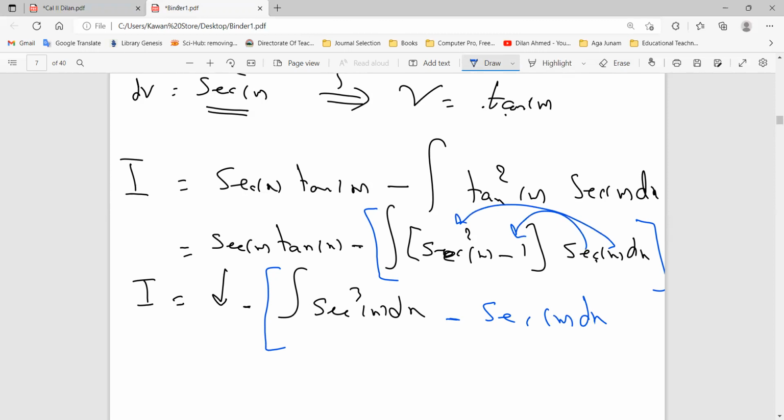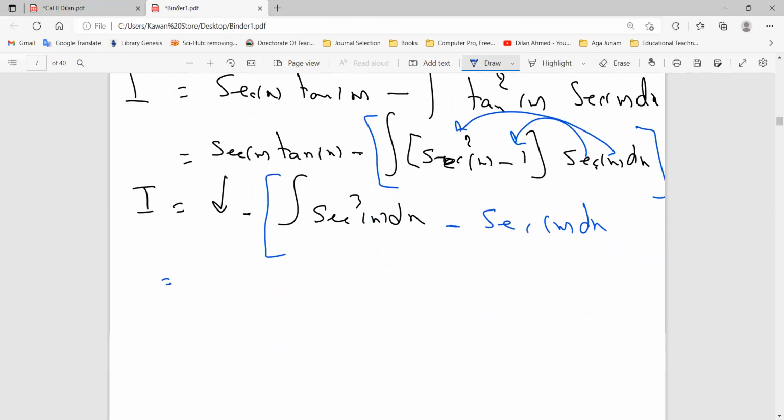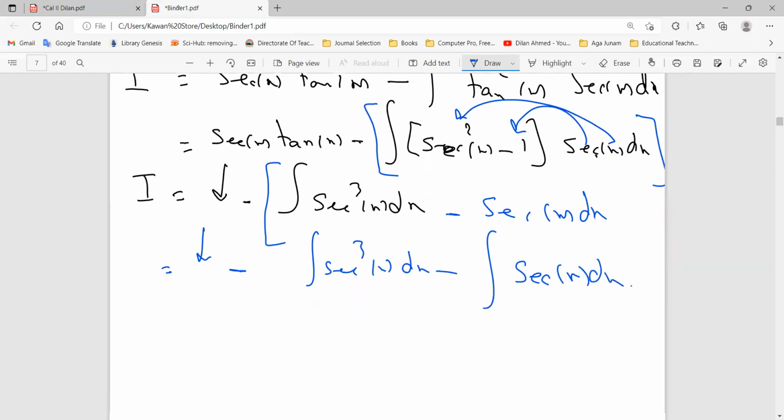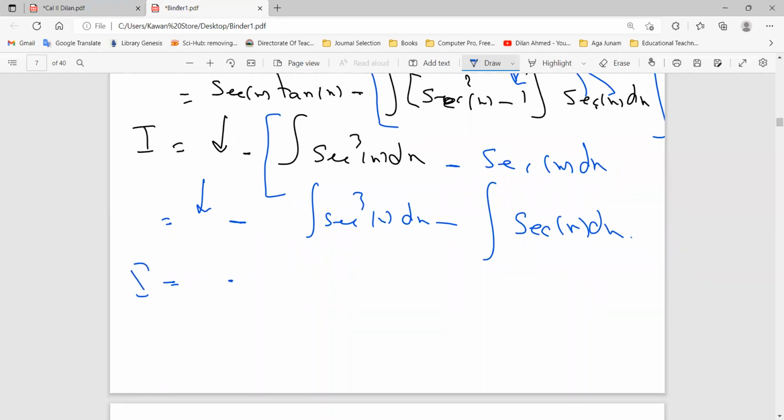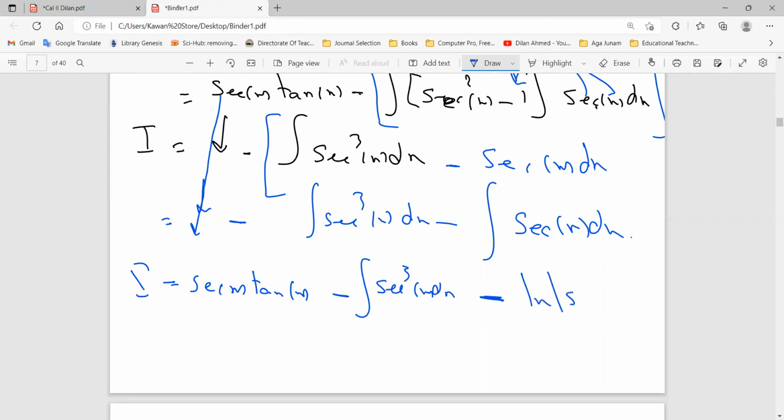We multiply here, right? Then in the next step, I have the same: secant cubed x dx minus the integral of secant x dx. And I know I equals that part, secant tan. So I is secant of x tan of x minus the integral of secant cubed of x dx minus ln. Am I right?